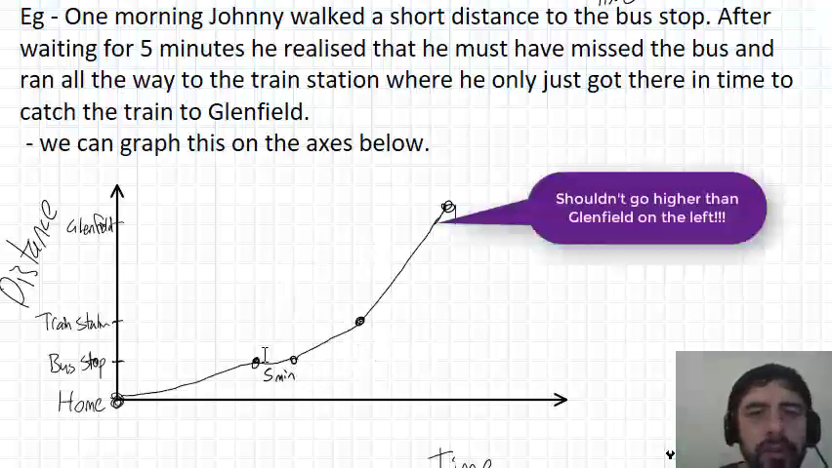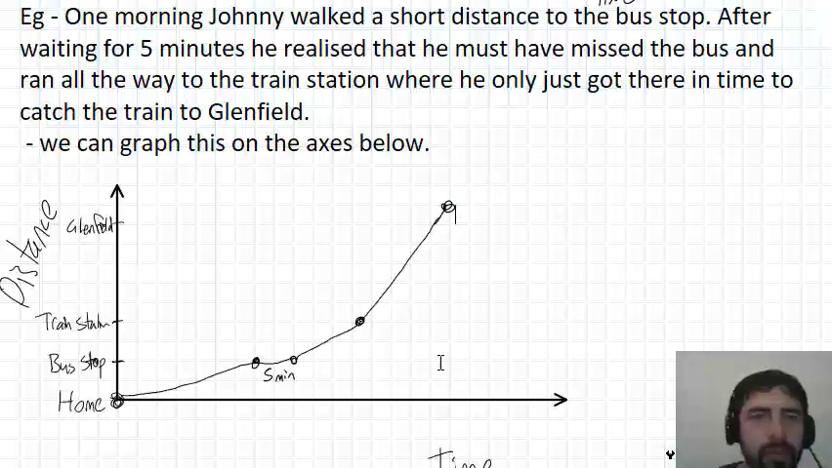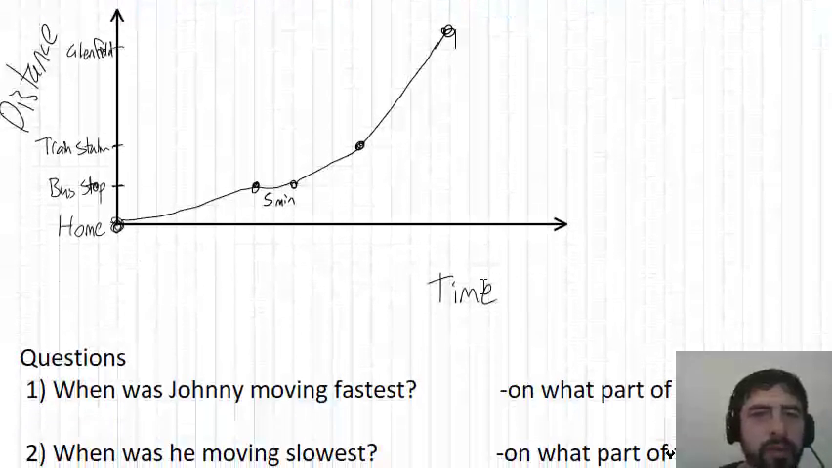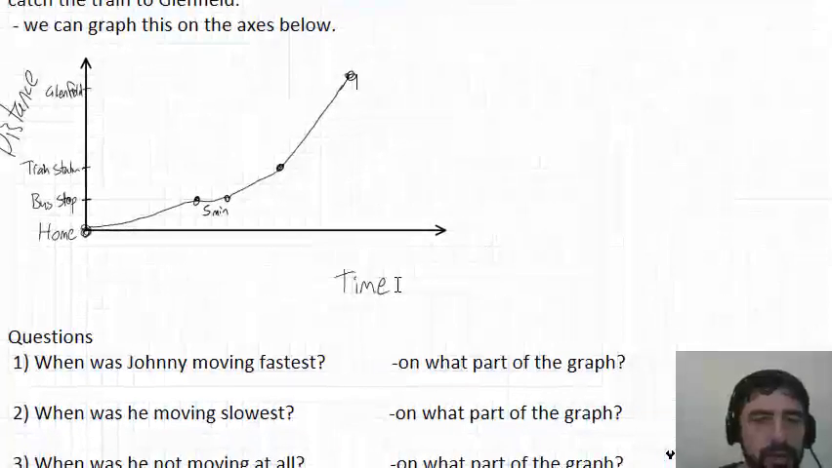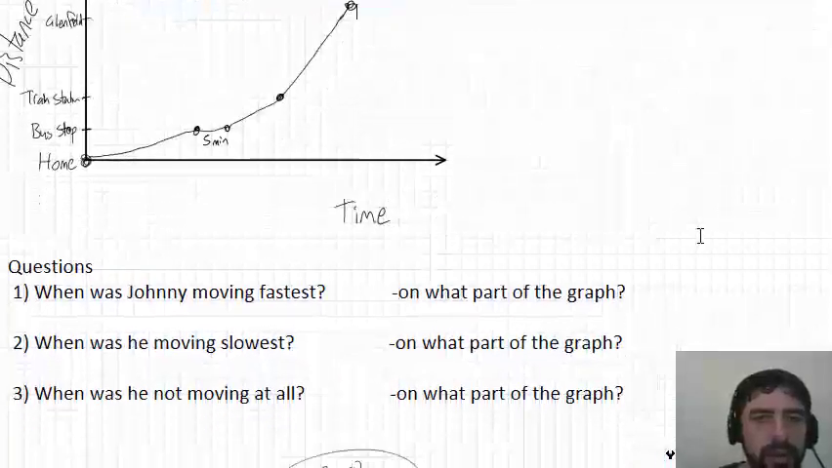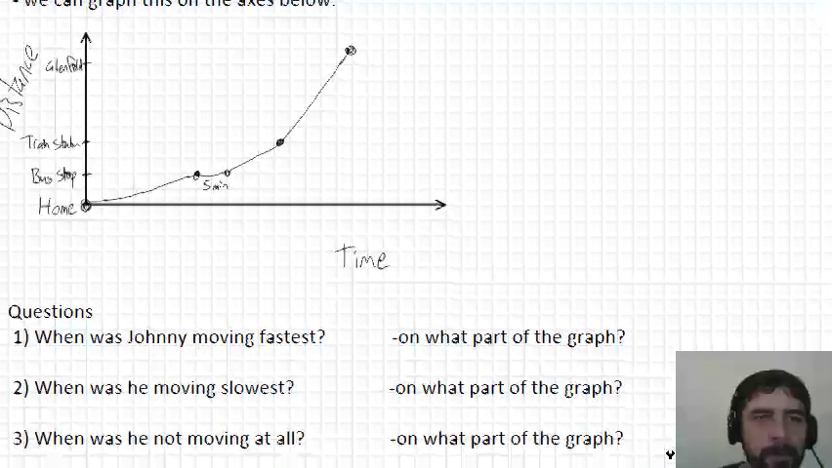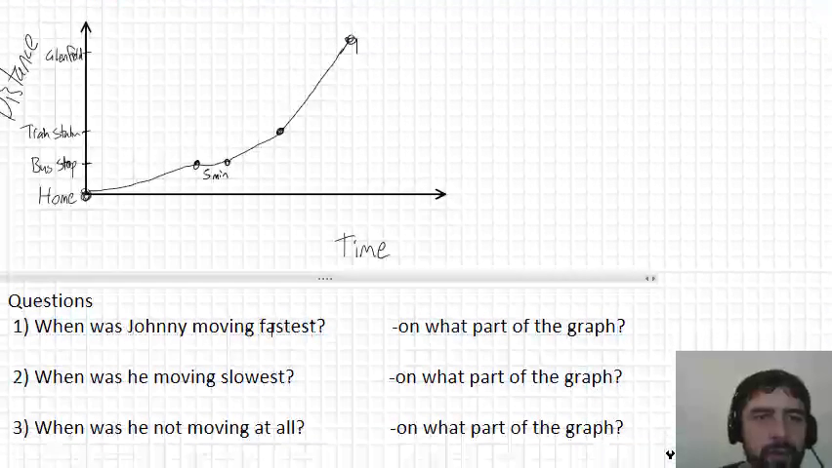So that's the kind of thing we might be doing. Obviously, if we were given actual times or actual distances in kilometres, we would be able to be a little bit more accurate with our graph, but that's a rough idea of what's happened. So, using this graph, I may need to zoom out so we can see the questions and the graph at the same time. The question then is, well, when was he moving fastest?